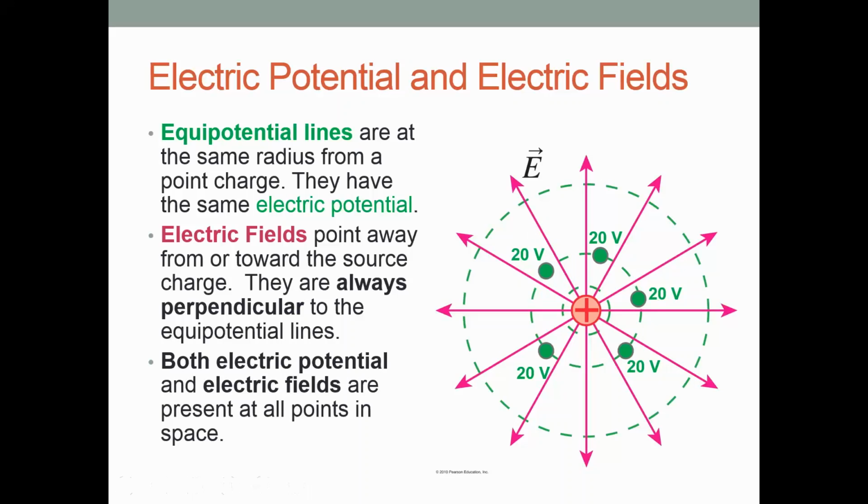Both the electric potential and the electric fields are present at all points in space. We just only show a couple so that we can have an idea. But there is electric potential here and an electric field here. Any point that's not marked still has potential and electric fields.